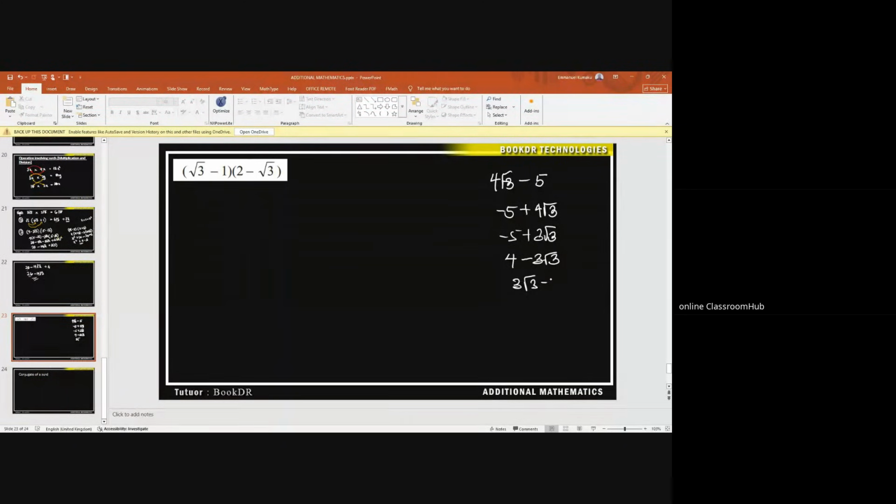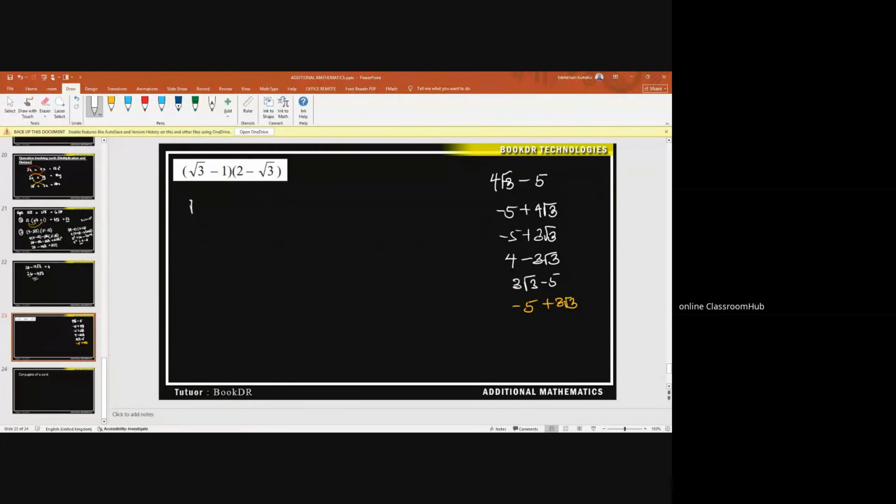3√3 minus 5. And I said, by convention, write the whole number part, the integer, first. So it will be -5 plus 3√3. Okay, but let's look at the expected solution. So √3 will multiply the next bracket, 2 minus √3. Then minus 1 will also multiply the same bracket, 2 minus √3.